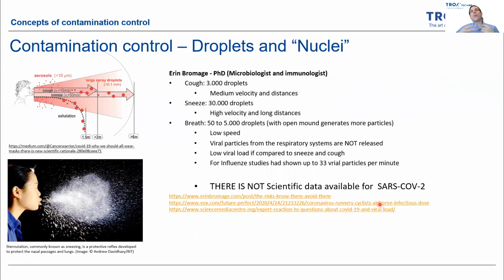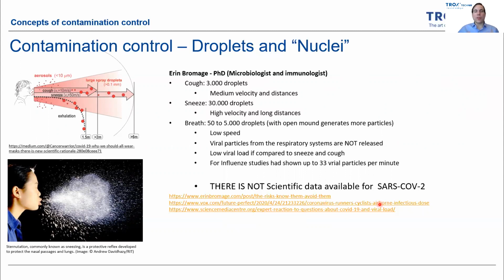And then it comes to the question, how many droplets and nuclei do we generate each time? There is no definitive number yet, but I found a nice blog from Professor Erin Bromage, a microbiologist, and the estimate is that when we cough, we generate around 3,000 droplets. So every time I cough, I can generate up to 3,000 droplets. When I sneeze, I can generate 30,000 droplets, of different sizes. And from just breathing, we generate from 50 to 5,000, but the range is really, really big.